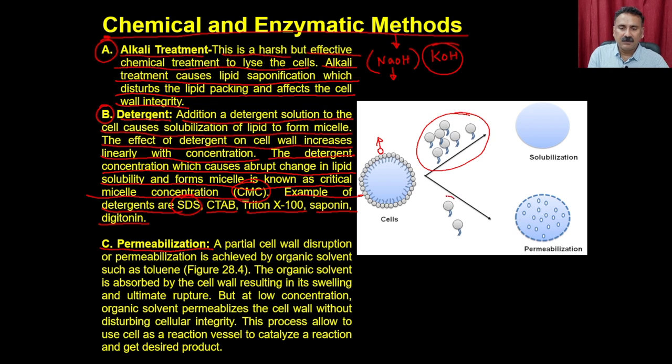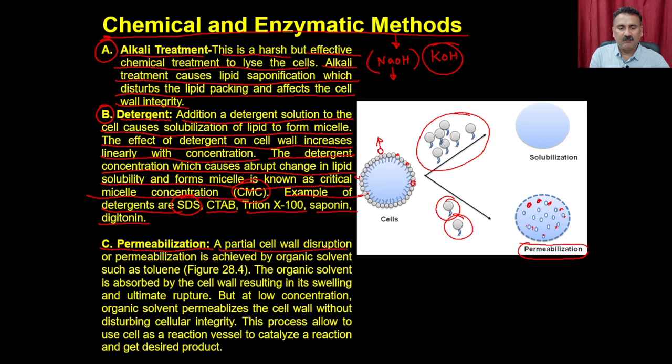Whereas if you remove the lipids only partially, for example, this lipid, this lipid, this lipid, you're not going to remove all the lipid molecules, then this process is called permeabilization. So permeabilization is not going to remove all the lipid molecules, but it is going to make tiny holes, and these holes can be used for delivering content into the cell.